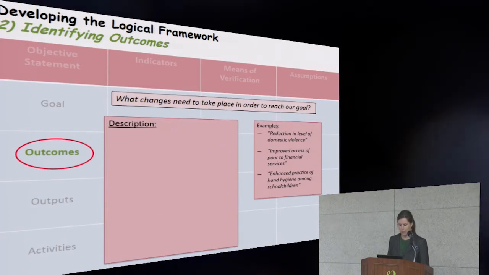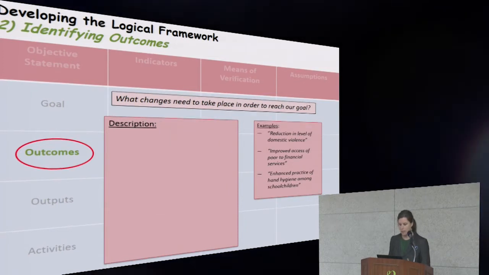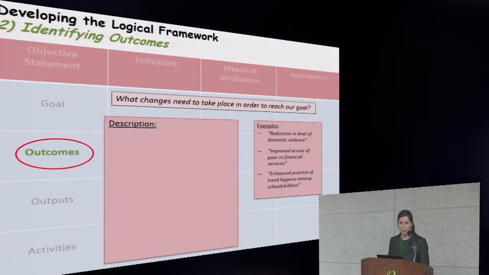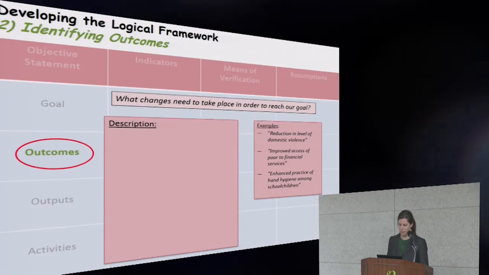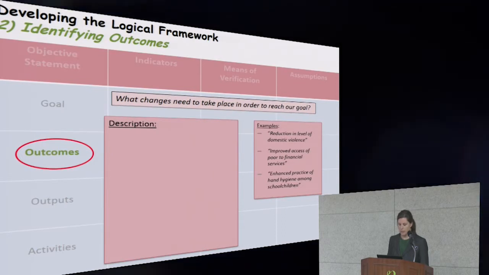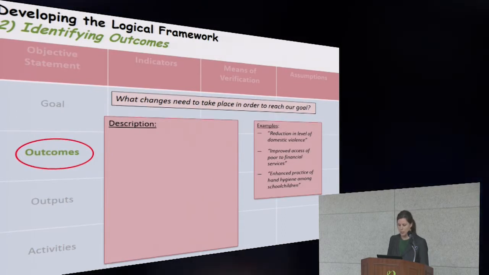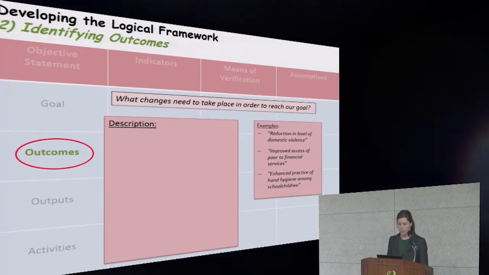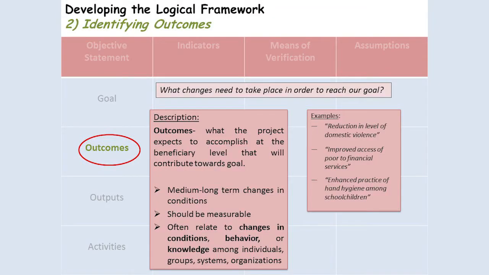Then, after we've defined our goal, the remainder of the results chain development involves identifying how we will work towards that goal. Thus, we next need to answer what changes need to take place in order to reach our goal. These changes are the outcomes. So outcomes are what the project expects to accomplish at the beneficiary level that will contribute towards our goal. They're medium and long-term changes in conditions.